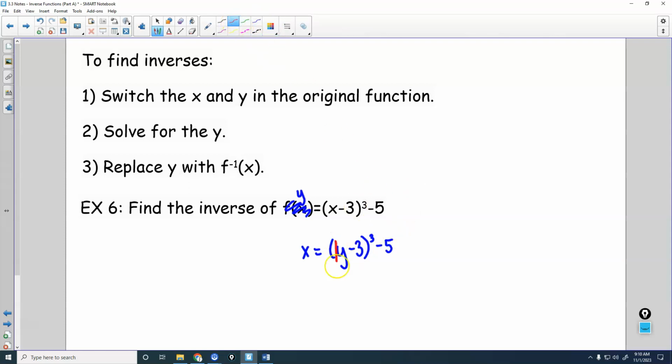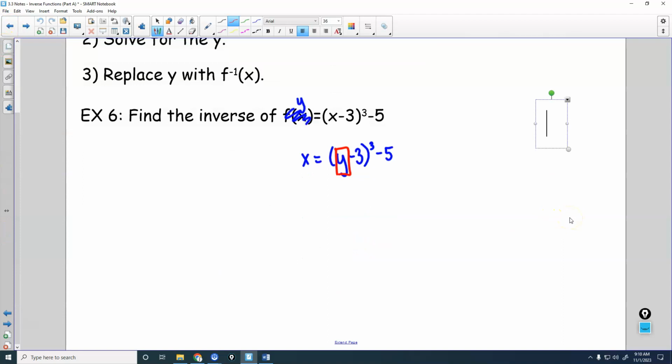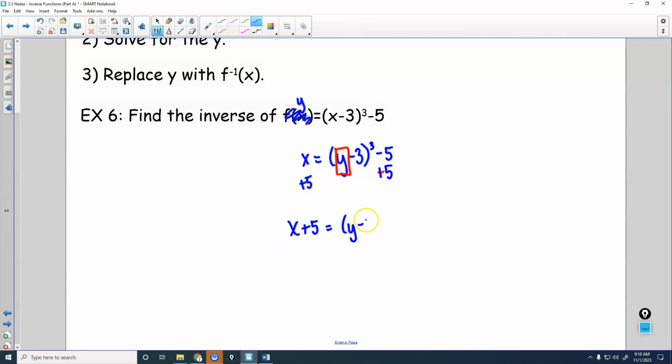And now we want to solve for this new y right here. Okay, to do that, what would I do? I need a cube root, but it's not the first thing I'm going to do. I got to get rid of this 5 first. So I'm going to add that 5. And so I'll get x plus 5 equals y minus 3 cubed. And then I will do the cube root. So I will get the cube root of x plus 5 equals y minus 3.